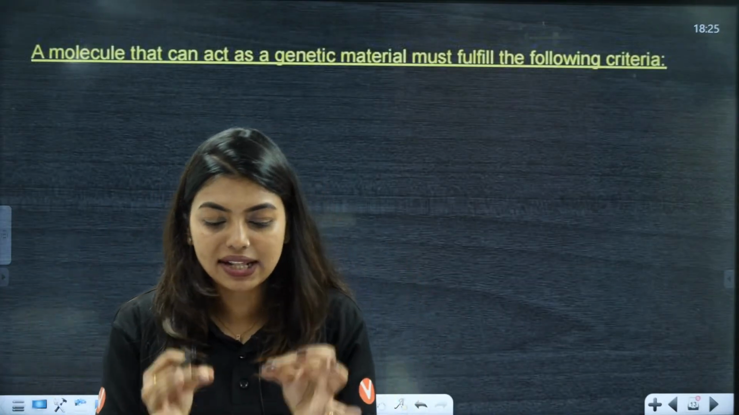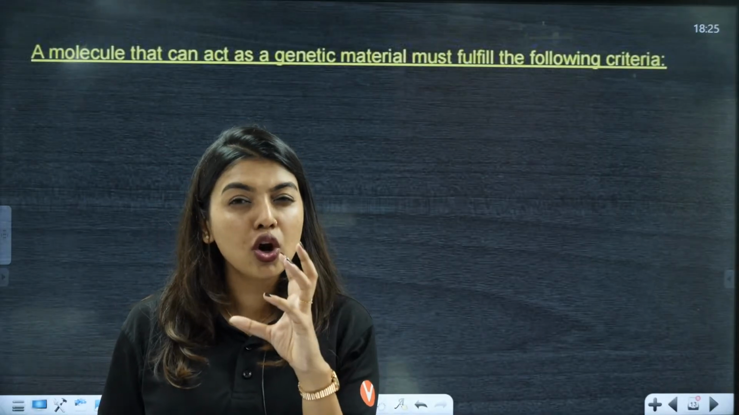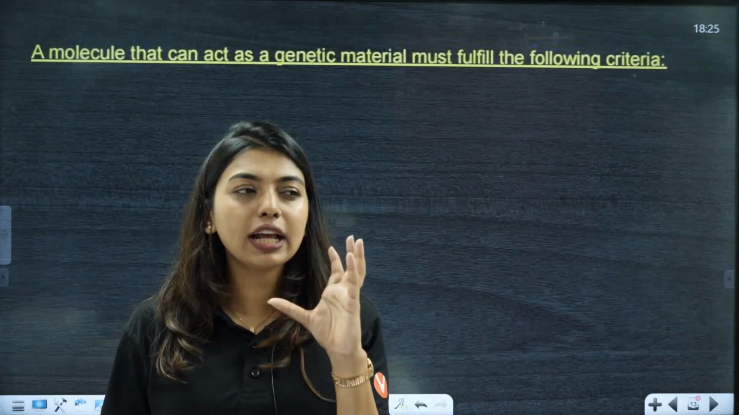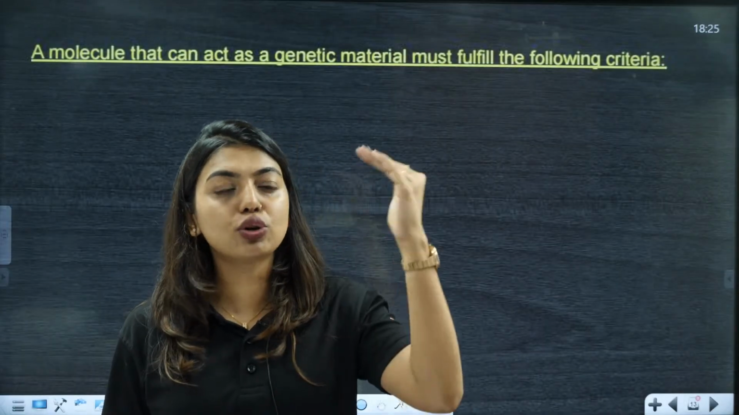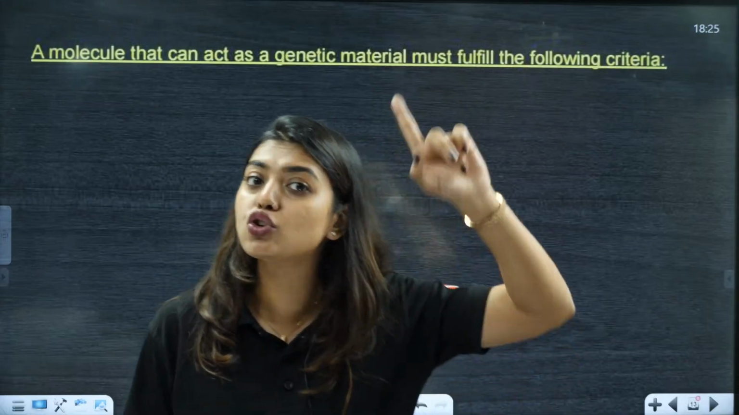In the same way, let's say DNA should be the genetic material, they have to go through a process, a little like a procedure, or let's say they should go through this criteria to become the genetic material, because they are the genetic material for most of the organisms.